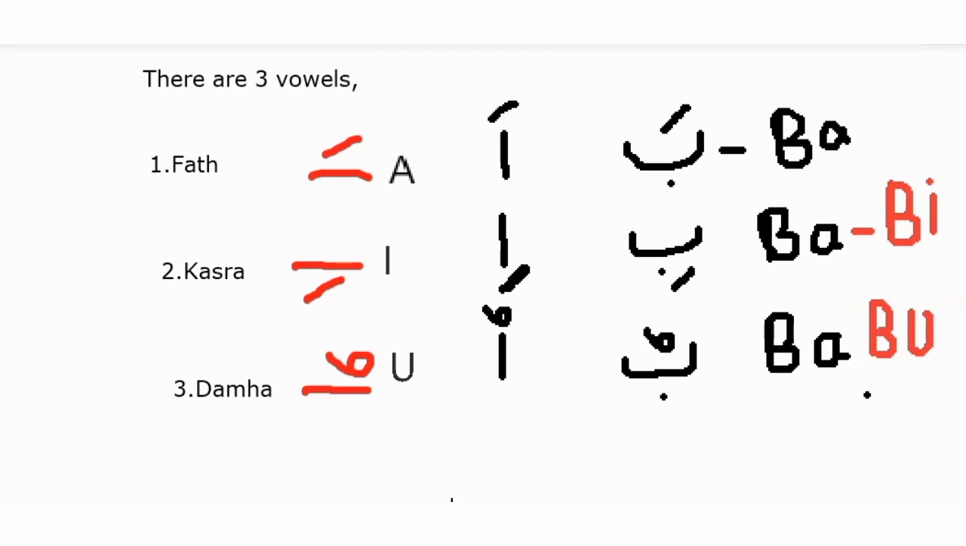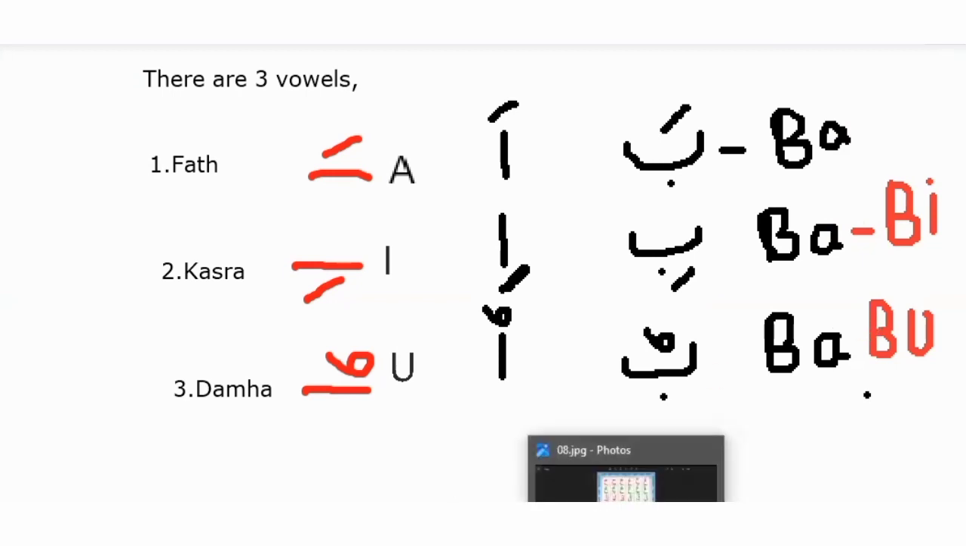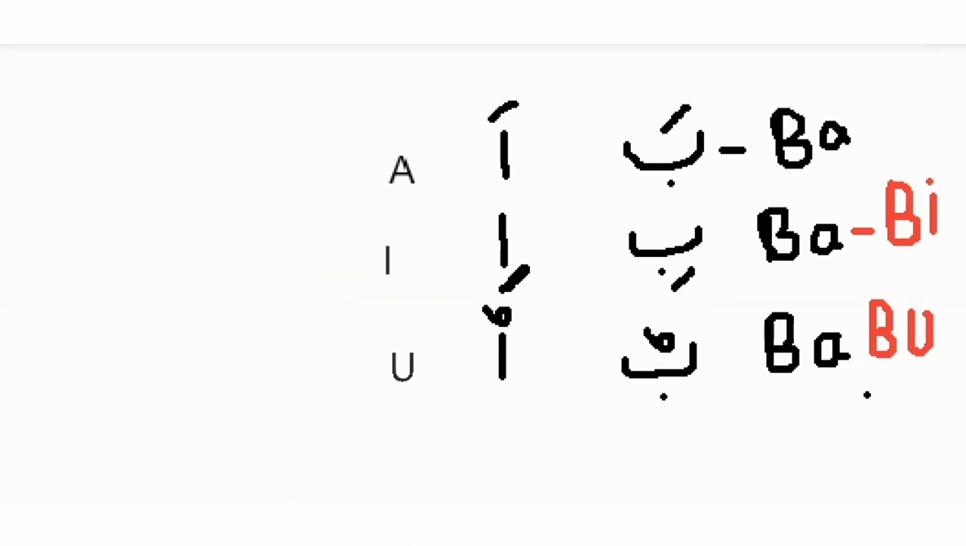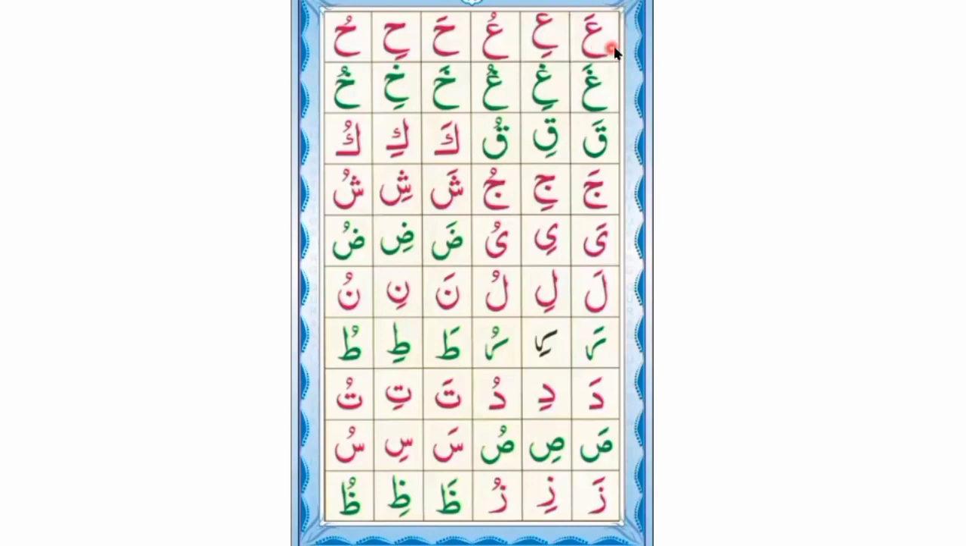Now let's go toward the lesson, and we are going to practice here. Look. Ain Fatha, Ain Kasra, Ain Damma: A, I, U. Ha Fatha, Ha Kasra, Ha Damma: Ha, Hi, Hu.